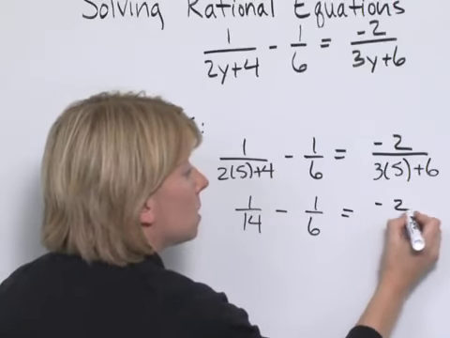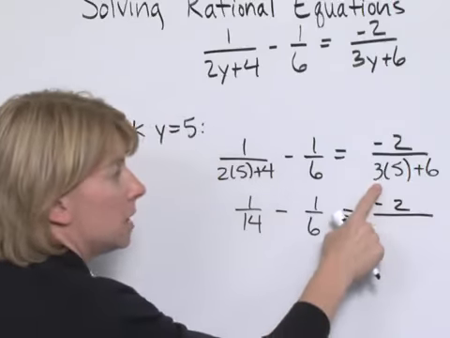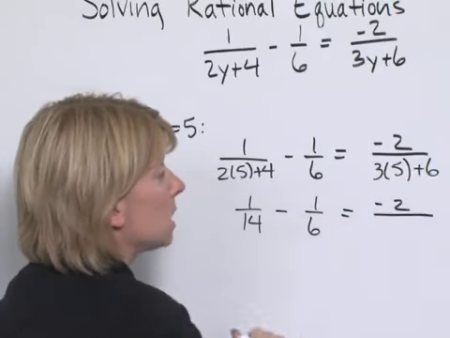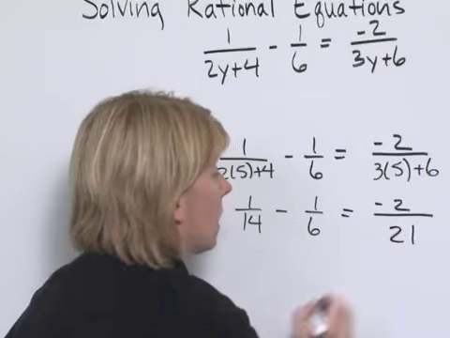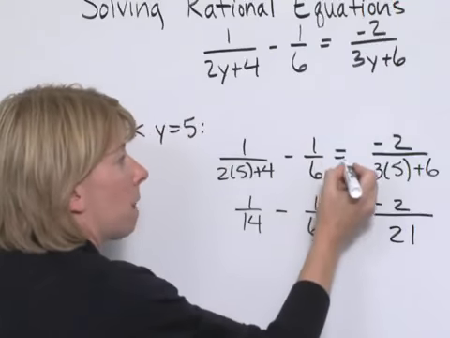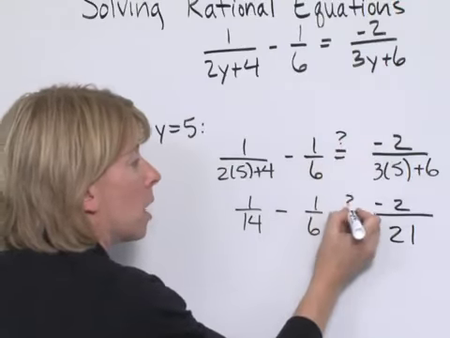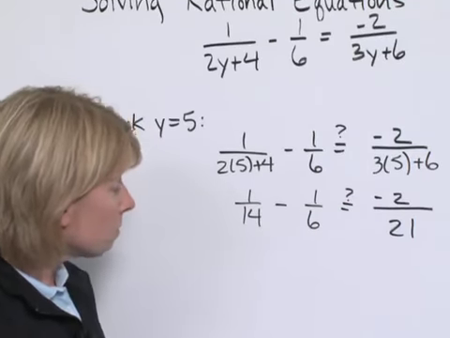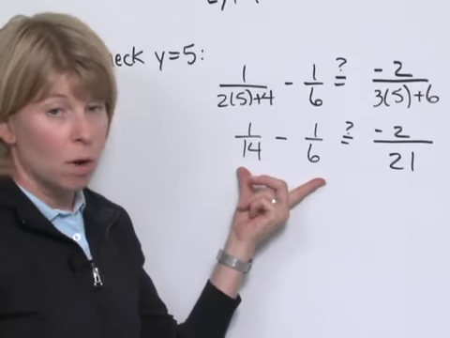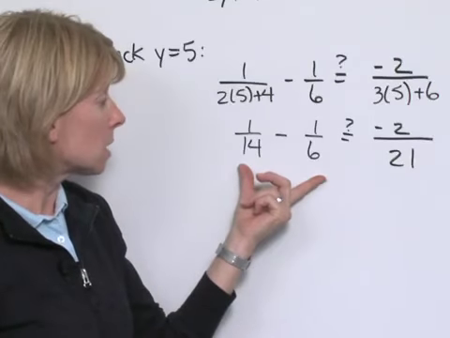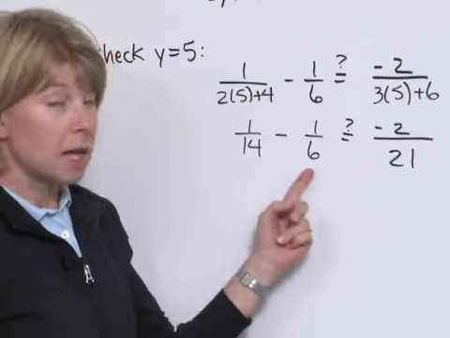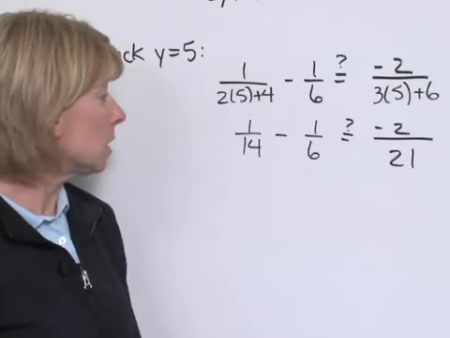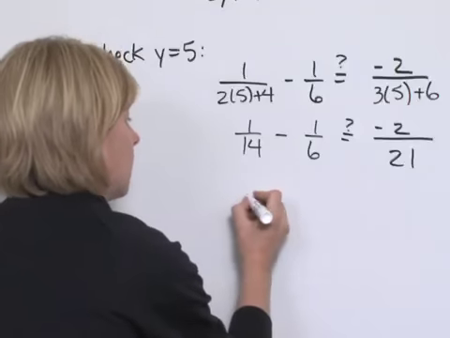And on the right, in the denominator, we have 3 times 5 plus 6, which is 15 plus 6, or 21. And I'm going to write a question mark above these equal signs. We don't know if they're equal yet. Over on the left, I need to take 1/14 minus 1/6. In order to do that, I need to find an LCD, and the LCD of 14 and 6 is 42.